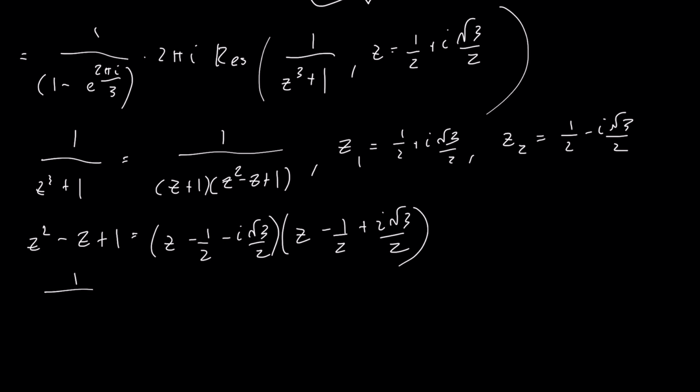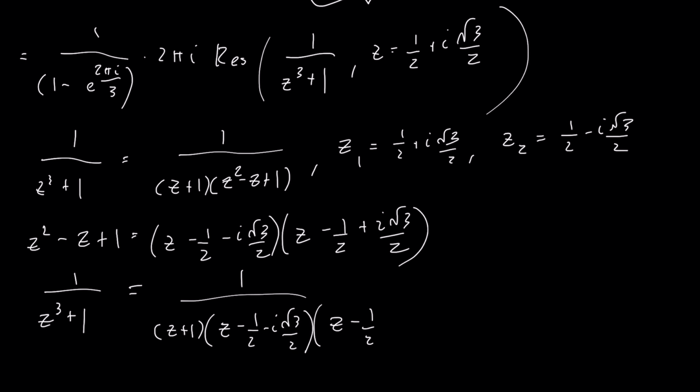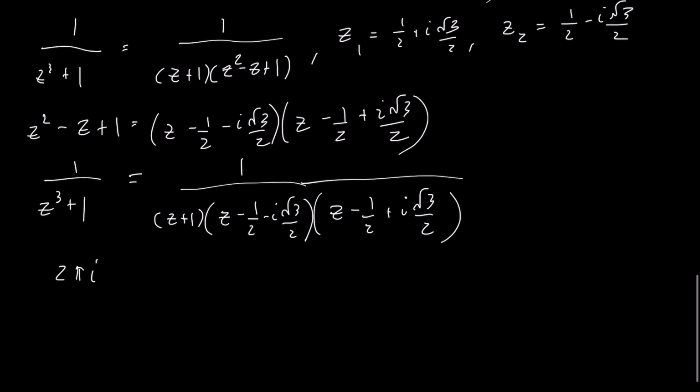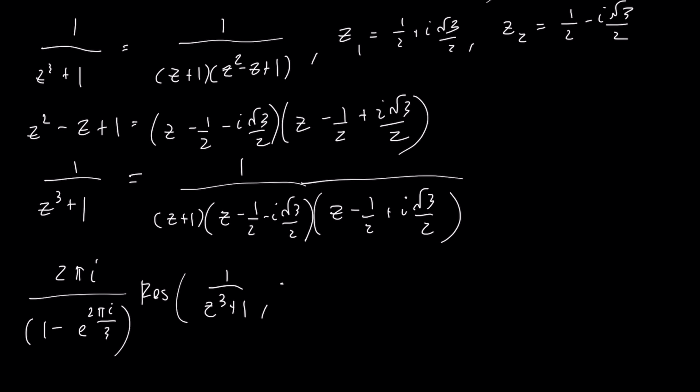So this means that 1 over z cubed plus 1 is 1 over z plus 1 times z minus 1/2 minus i times the square root of 3 over 2 times z minus 1/2 plus i times the square root of 3 over 2. So using this information, we have 2 pi i over 1 minus e to 2 pi i over 3 times the residue of 1 over z cubed plus 1 at z equals 1/2 plus i times the square root of 3 over 2.